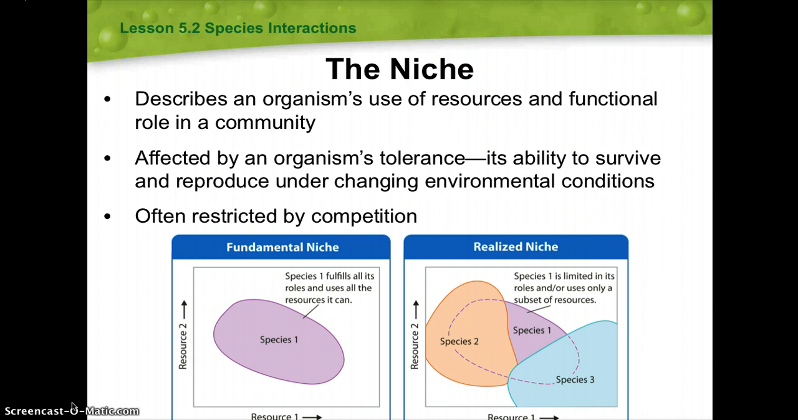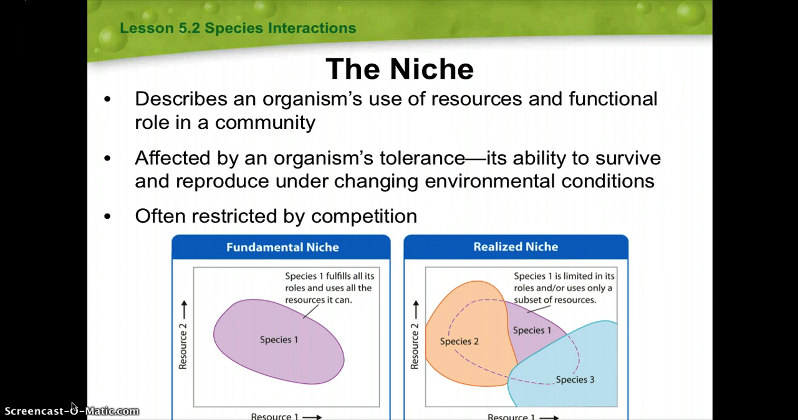It's affected by an organism's tolerance, which is its ability to survive and reproduce under changing environmental conditions. So you have certain tolerance levels. You could have those optimal ranges, and then as you move away from the optimal ranges, your chances of survival and reproducing become slimmer. It's often restricted by competition. So there are two types of niches that we talk about in ecology and species interaction.